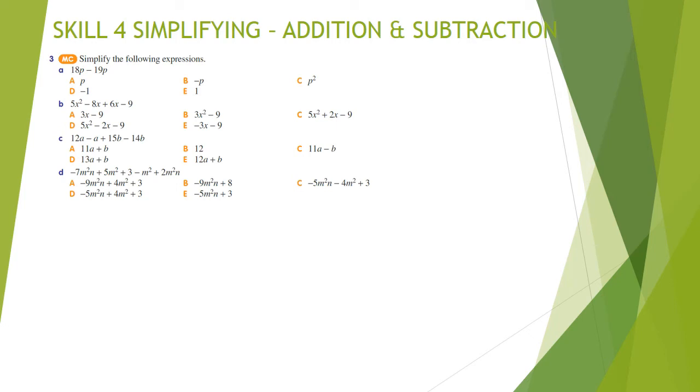Question 3 is a multiple choice question. Alright, so A, B, C and D all have 5 possible answers for you to choose from, and there's only one correct answer for each part of the question.